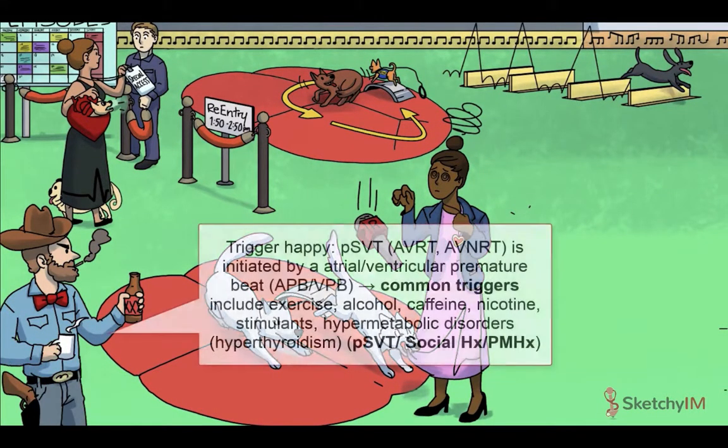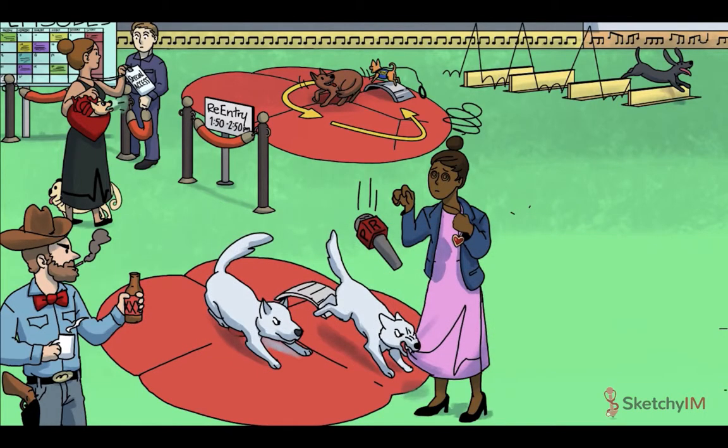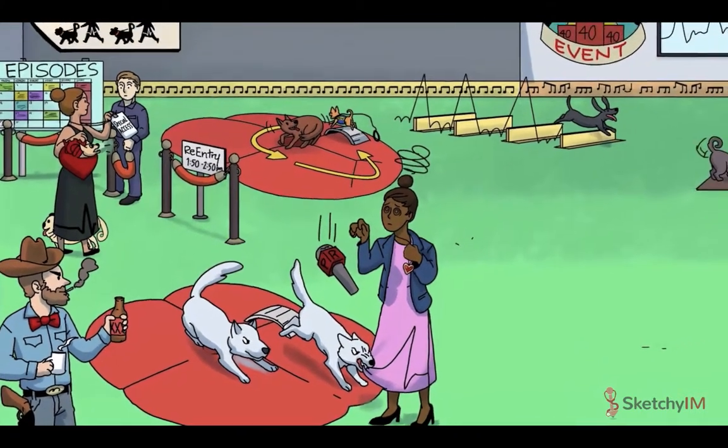Speaking of that re-entrant tachycardia, whether we're talking AVRT or AVNRT, the re-entrant circuit is usually initiated by an atrial or ventricle premature beat. These are associated with some common triggers, including exercise, alcohol, caffeine, nicotine, other stimulants, or other hypermetabolic disorders such as hyperthyroidism. It's only a matter of time for this guy.